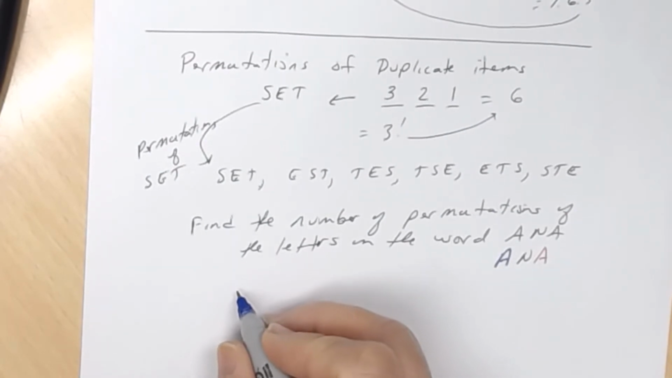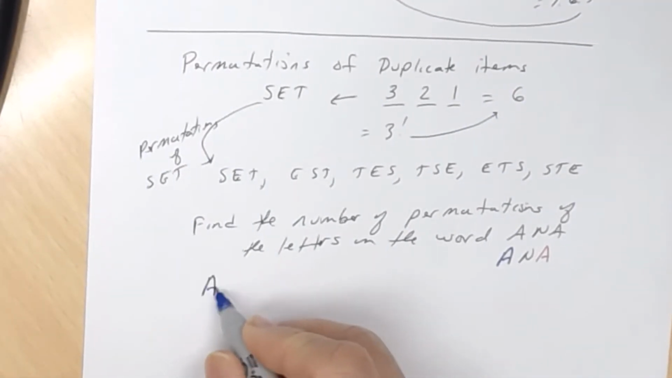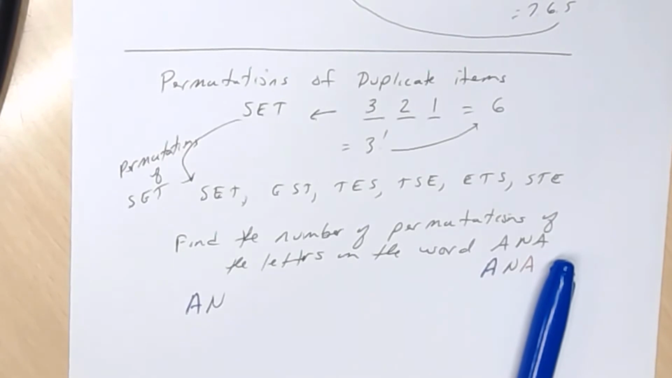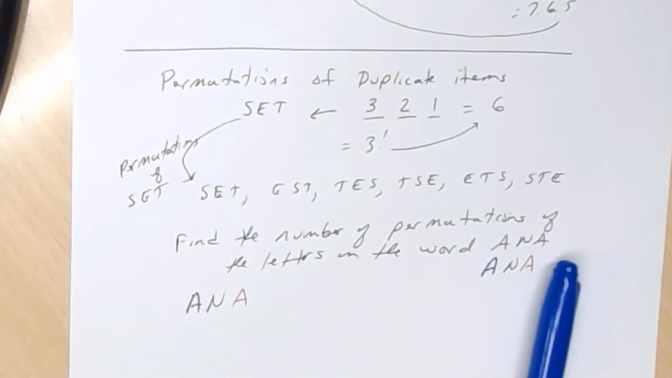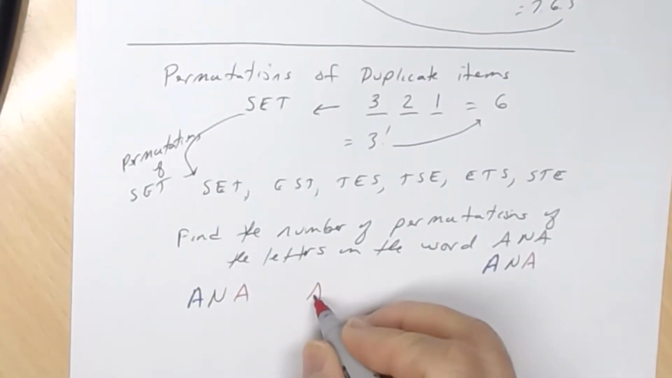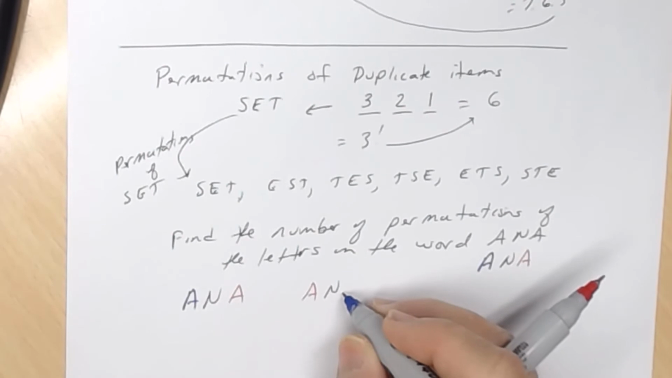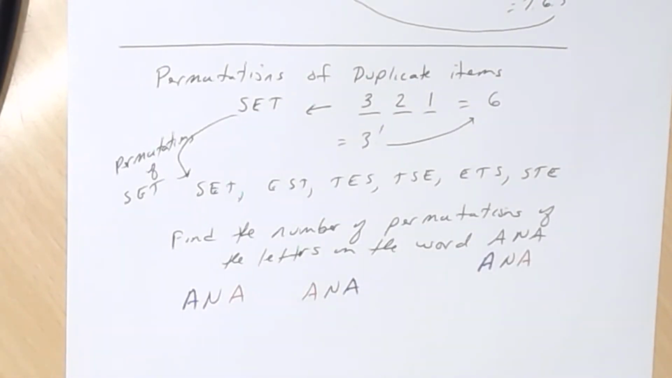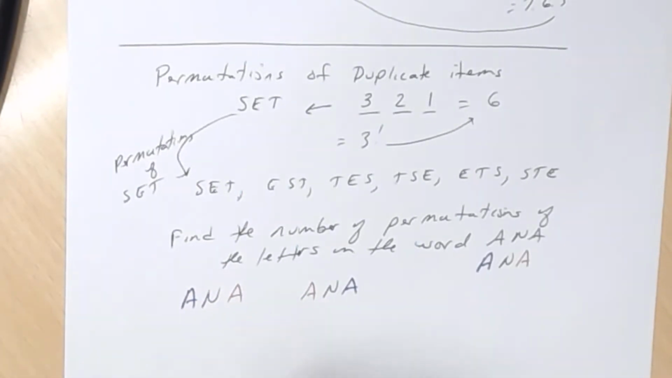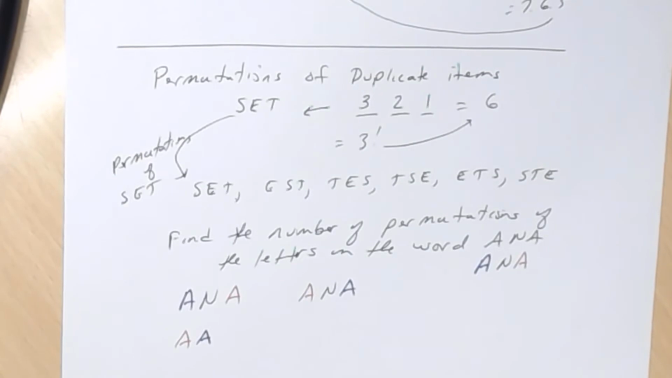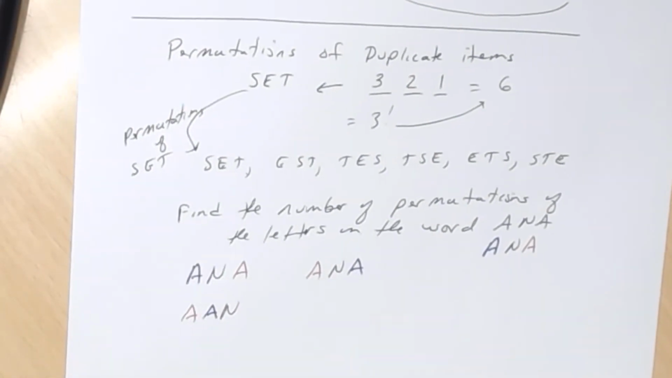So I can have A. The first one could be A, N, A. Okay. Then the second could be A, N, A. All right. Just different letters. Okay. Then I could have A, A, N. I'm trying to get all of them.